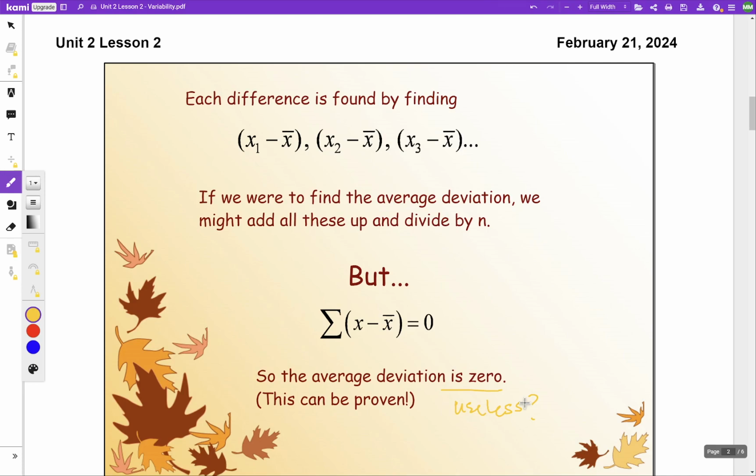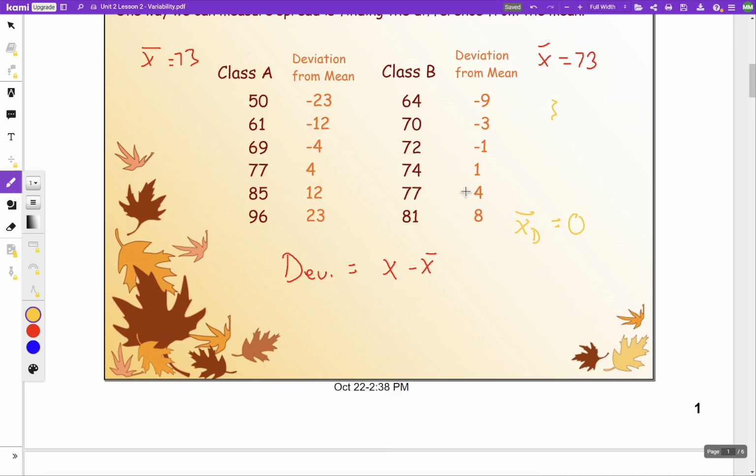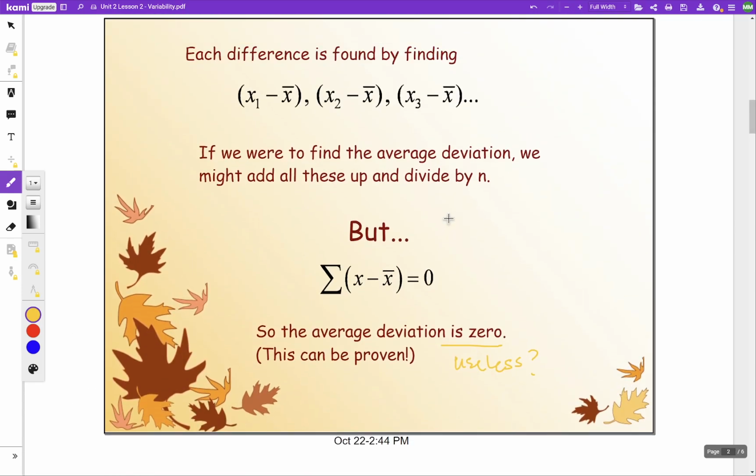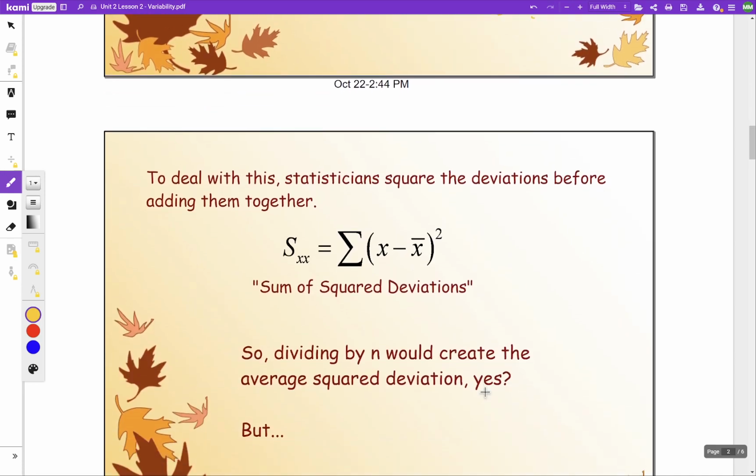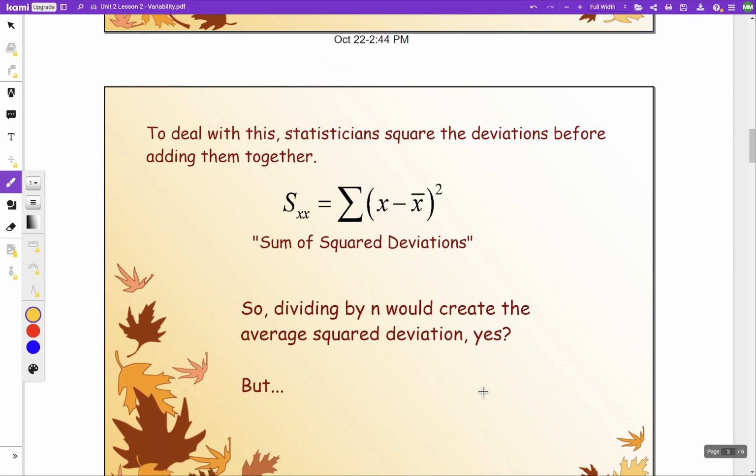Well, it's not useless in the fact that it allowed us to see how symmetrical the data was. So it kind of brings out the symmetry in the data. So it's not completely useless, right? But from a calculation standpoint, okay, so average deviation is 0. Okay, that didn't work. So, any suggestions? To deal with the 0 part, right? We hope that we want to find some kind of measure of deviation, some kind of average deviation.